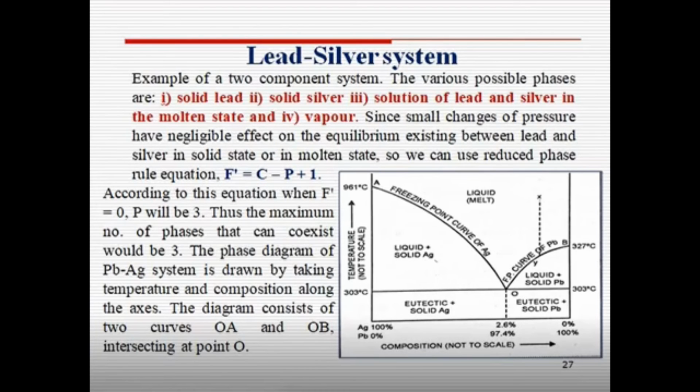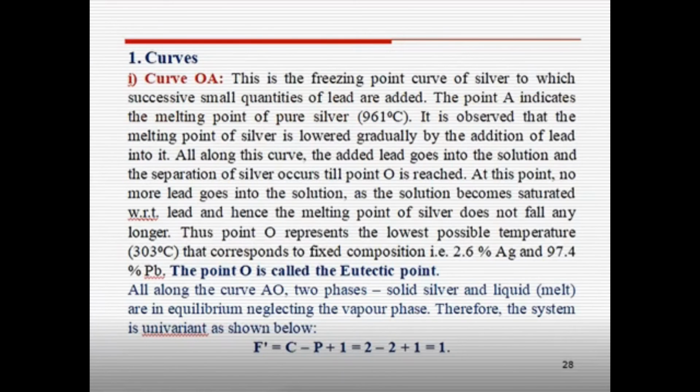So according to this equation, when F dash is equal to 0, that is the minimum value of F dash is 0, then P will be 3. That is the maximum number of phases that can coexist together would be 3. The phase diagram of lead silver is drawn by taking temperature and composition along the axes. The diagram consists of two curves OA and OB intersecting at point O.